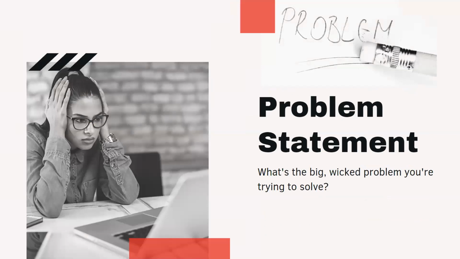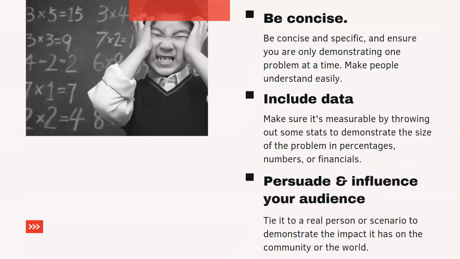So think about what that problem statement is. Start there. What is that big, wicked problem that you're trying to solve? And when you're talking about that big problem, you want to include data. You want to be concise. You want to demonstrate that you understand the problem, and you want to persuade and influence your audience when it comes to the impact that that problem has on a community, on the world, what have you.